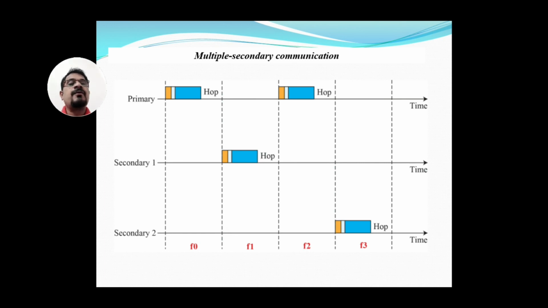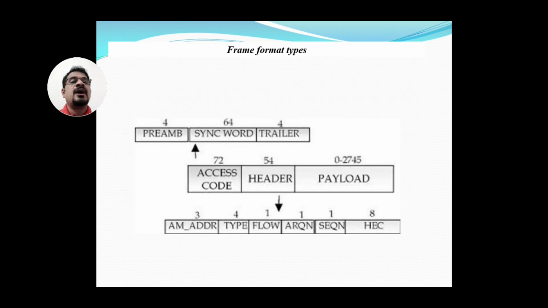Now the primary is going to select the first secondary with a frequency f0, and then secondary 1 sends data with a frequency of f1, because the primary is taking control of the overall Bluetooth. So now the primary hops the frequency to f2 for secondary 2, and then secondary 2 uses the next hopping frequency f3 to send the data. Likewise, according to how many secondary devices there are, it keeps hopping from one frequency to another frequency.